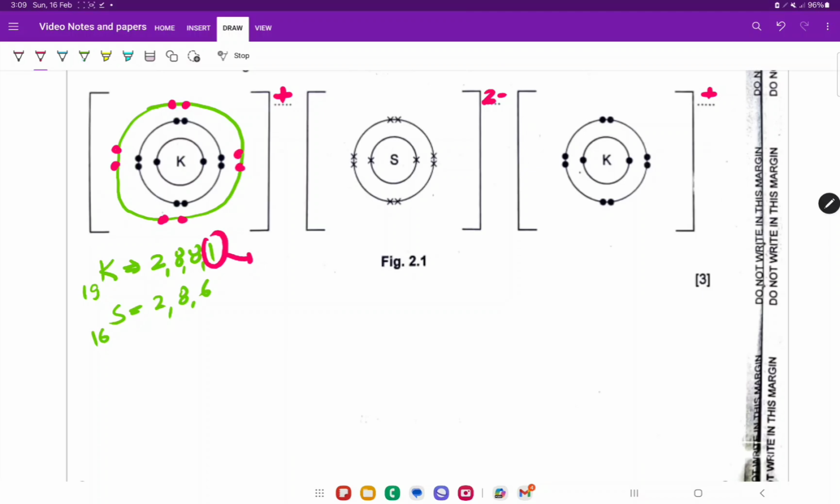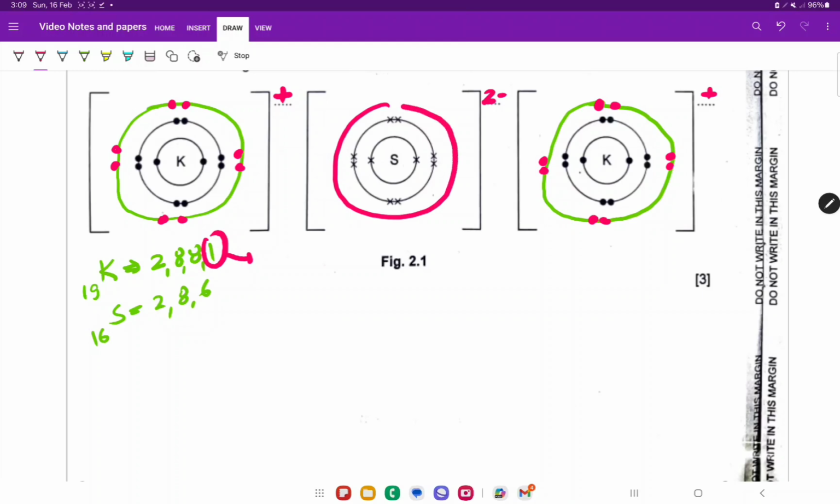In the same way, for the other K plus ion here, it will also lose one electron, and it will have 8 electrons in the last shell: 2, 4, 6 and 8. So it will also have 8 electrons in the last shell. Okay. Similarly, sulfur will accept 2 electrons in its last shell, and the last shell contains 6 electrons, 2, 8, and then it will have 6 electrons here.